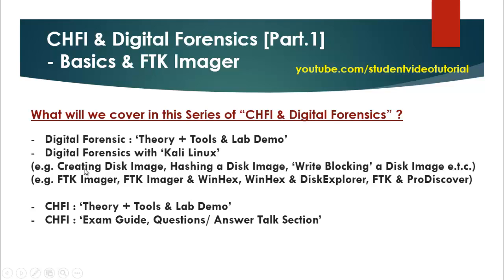series. Here are some of the examples that we will be seeing throughout this series, such as creating disk image with the free open source tool known as FTK Imager. I said that FTK Imager and WinHex and FTK and ProDiscover are the tools involved in digital forensics for creating images, for analyzing them, for hashing them, and for write blocking disk images. And next one is hashing a disk image with FTK Imager and WinHex, write blocking the disk image with WinHex and Disk Explorer, viewing and analyzing the disk image contents. Finally, these are the basics we will be covering in this tutorial series.